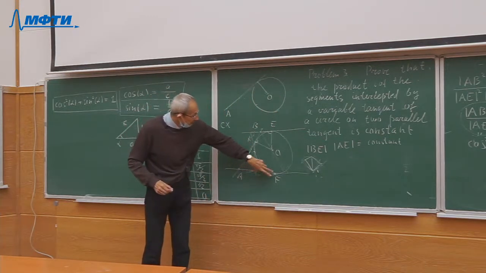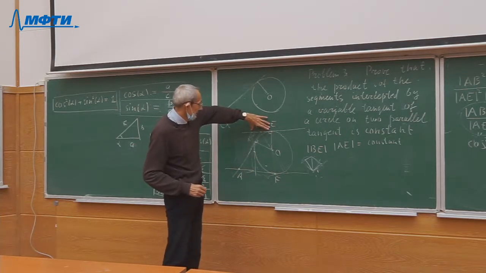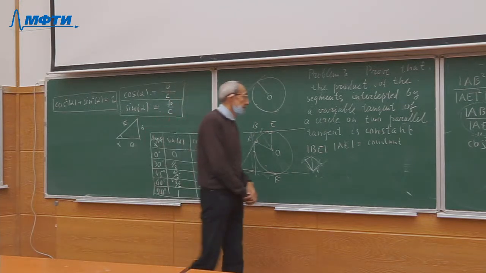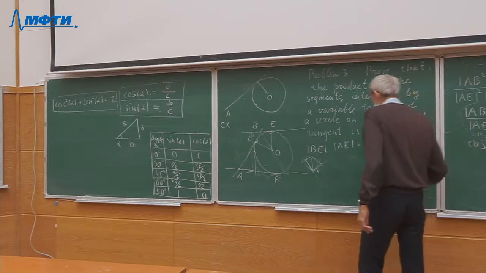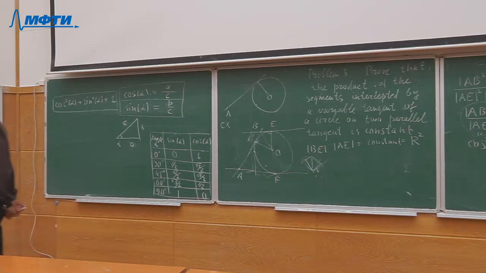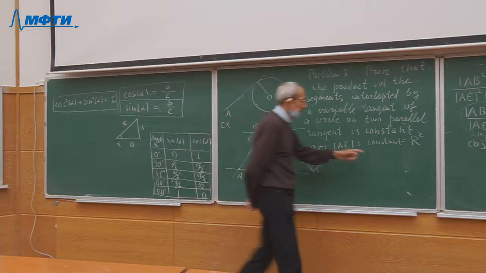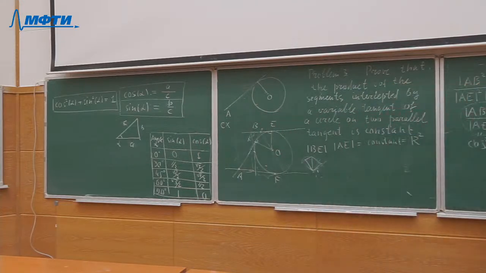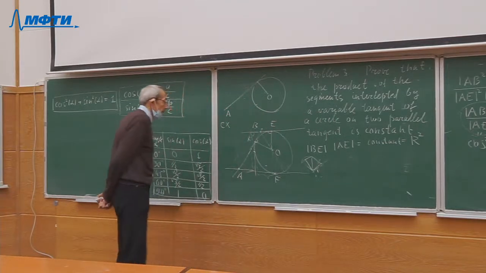This is the product of this and of this segments, and the constant is equal to r square. This is the exact value of this constant. And let's prove why.